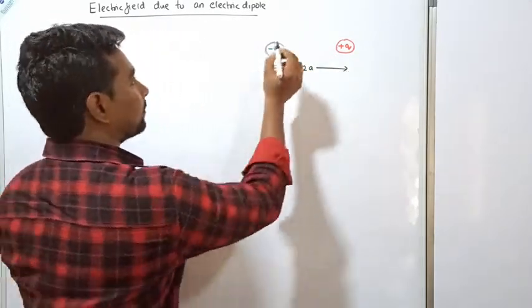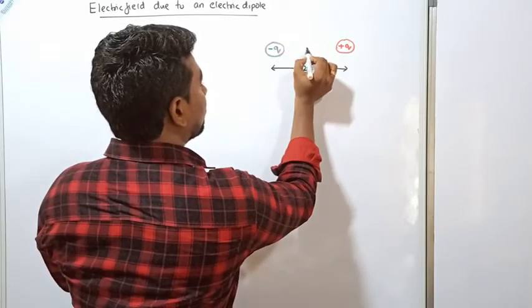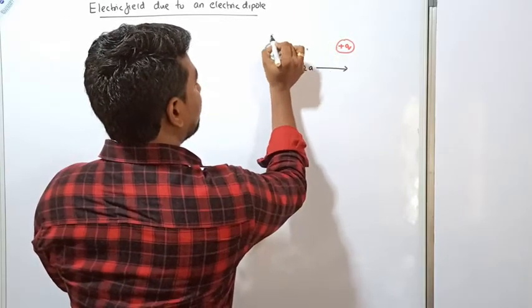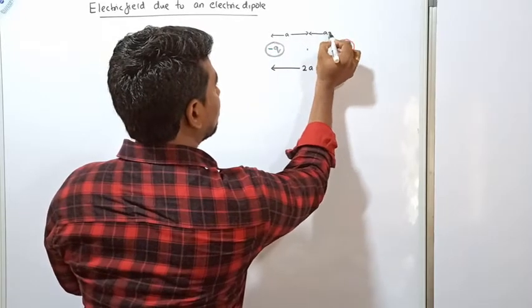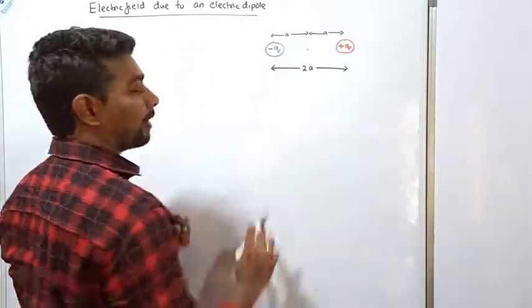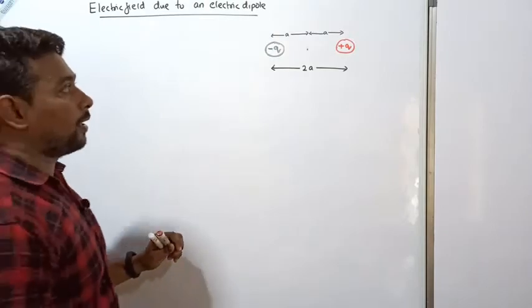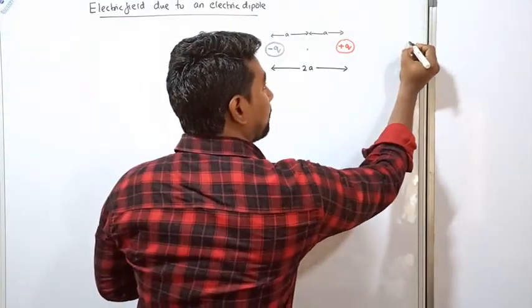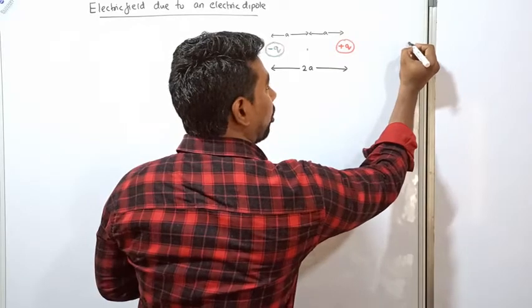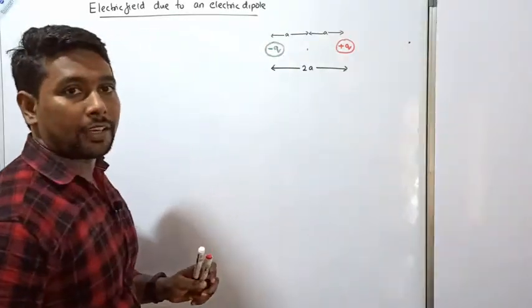2a means, consider this as the center, from here to here it is having a distance a, and from here to here it is having a distance a. Both distances added up give 2a. We are going to find the electric field at the point P.